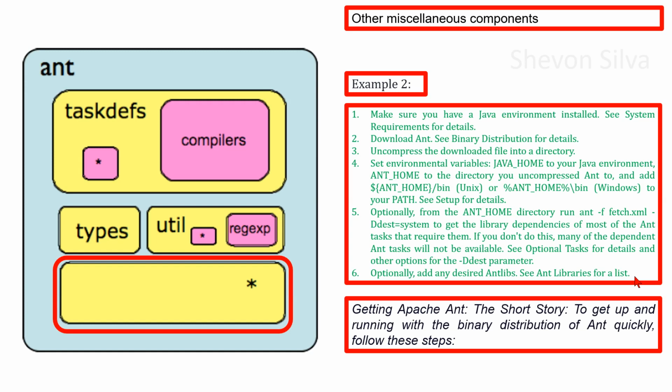The short story for working with Ant source code, not needed if you are working with the binary distribution, is: 1. Get the source code. 2. Build Ant.